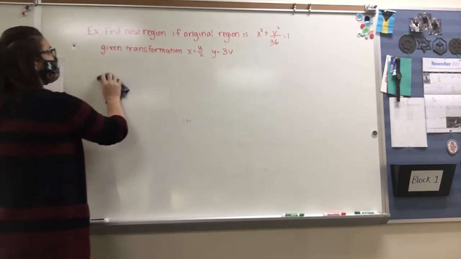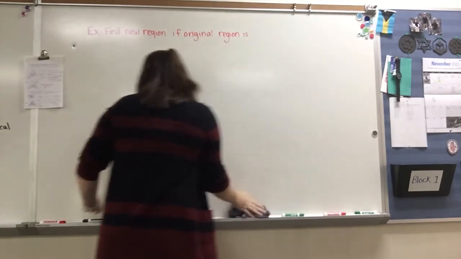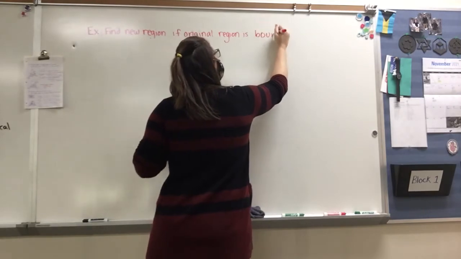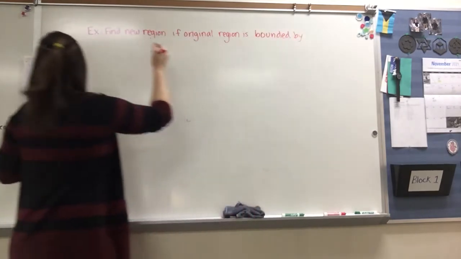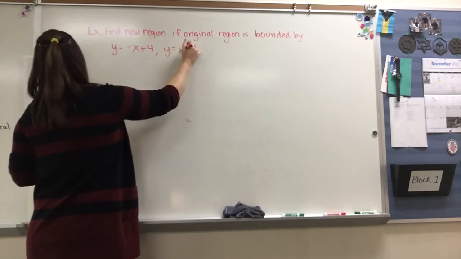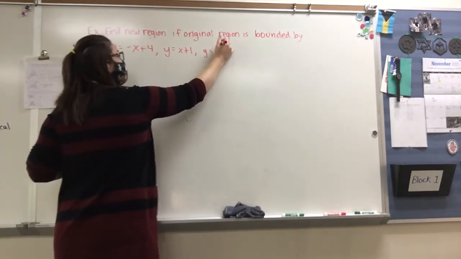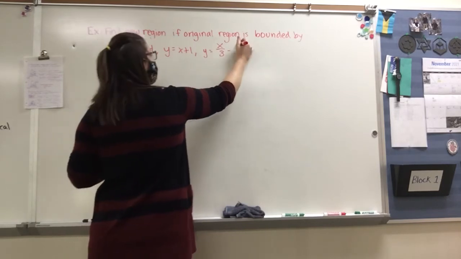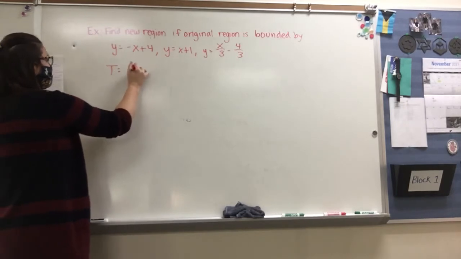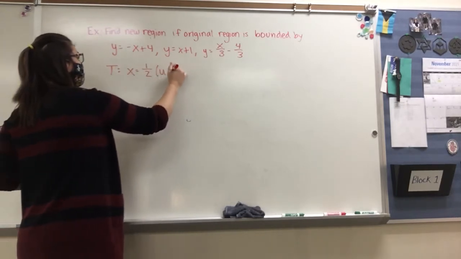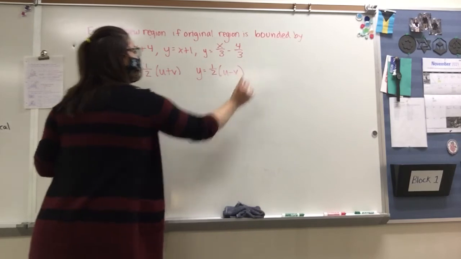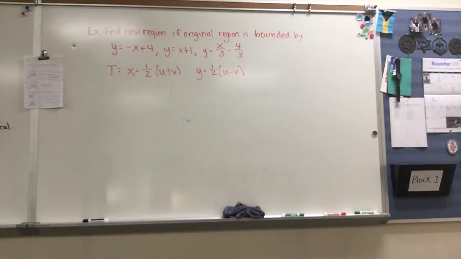Let's find the new region. If the original region is bounded by y equals negative x plus 4, y equals x plus 1, y equals x over 3 minus 4/3, my transformation that I'm going to use is x equals 1/2 u plus v, y equals 1/2 u minus v. Okay, so convert this region.